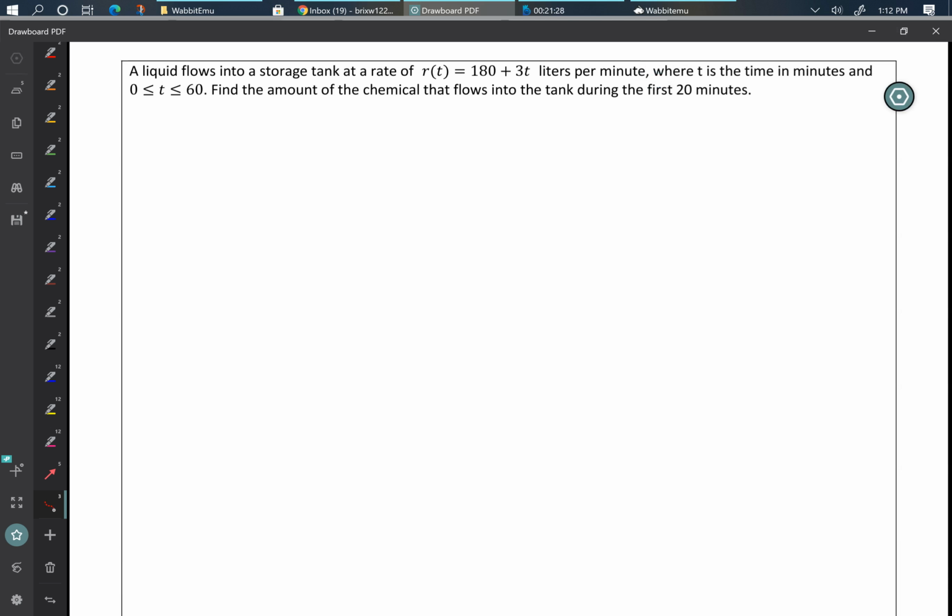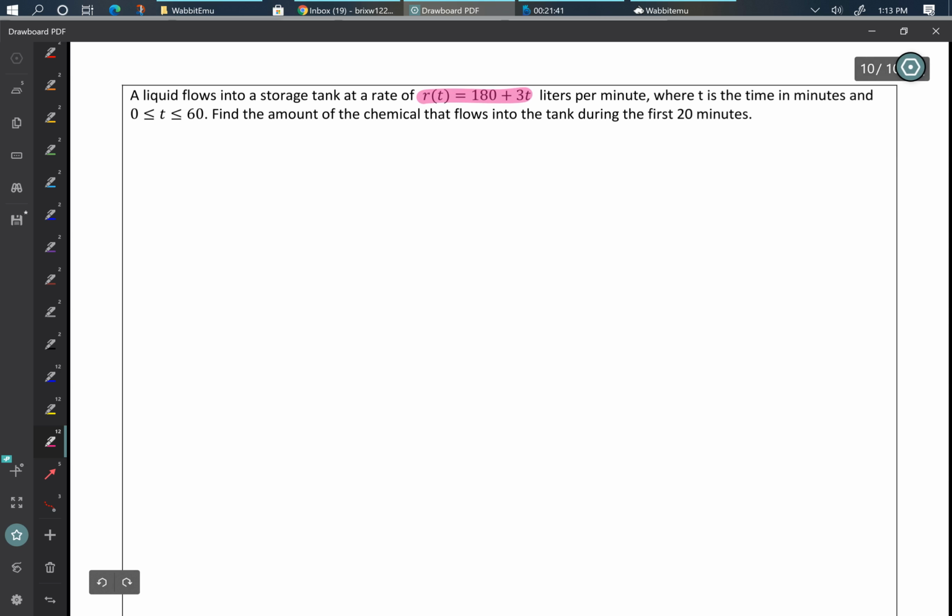Liquid flows into a storage tank at a rate of R of t equals 180 plus 3t liters per minute, where t is measured in minutes and t is between 0 and 60. Find the amount of the chemical that flows into the tank during these first 20 minutes.